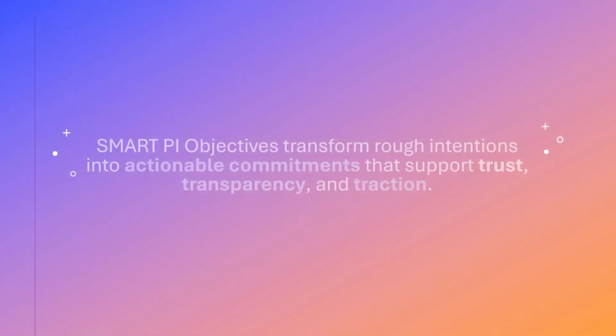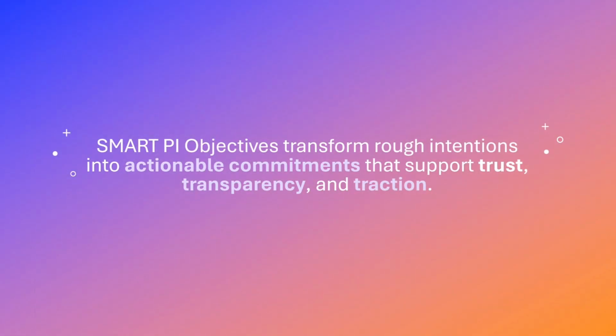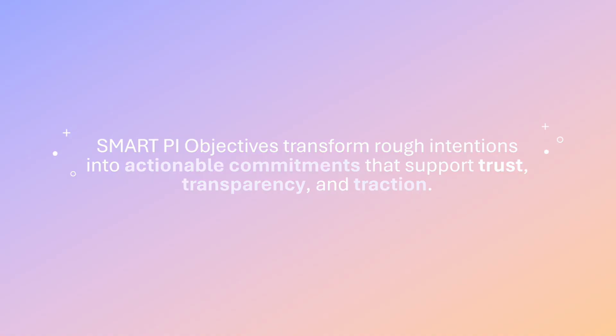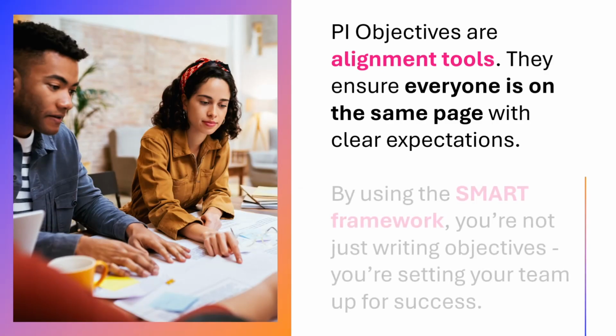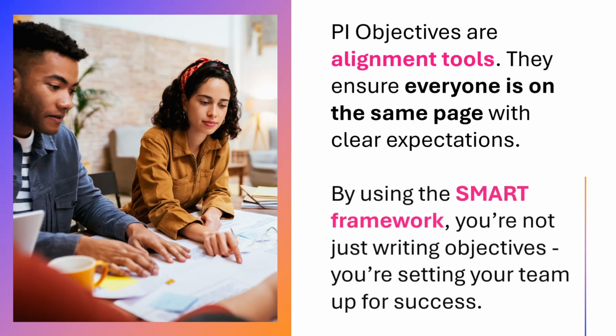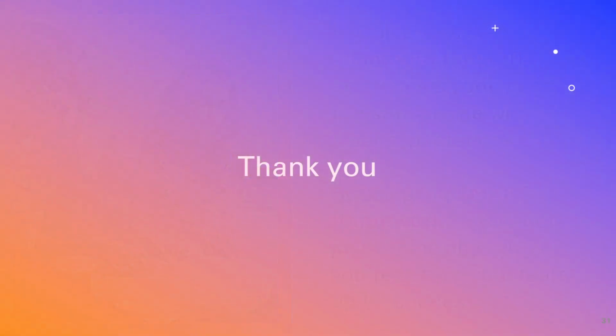SMART objectives transform rough intentions into actionable commitments that support trust, transparency, and traction. So how do we wrap this up? It's simple. PI objectives are alignment tools. They ensure everyone is on the same page with clear expectations. By using the SMART framework, you're not just writing objectives, you're setting your team up for success. Align your intent, deliver with clarity, and make every PI count.